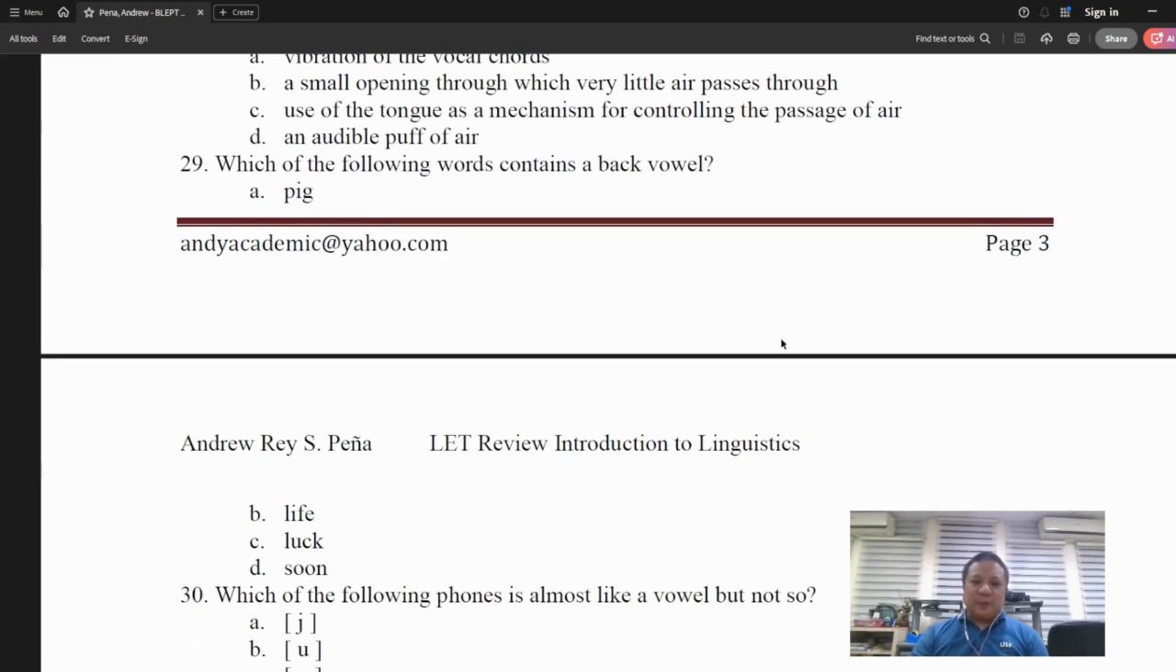29. Which of the following words contains a back vowel? A, pig, B, life, C, luck, D, soon. So the answer is D, soon. When you pronounce the oo, you pull back your tongue. That's why the oo is called a back vowel.